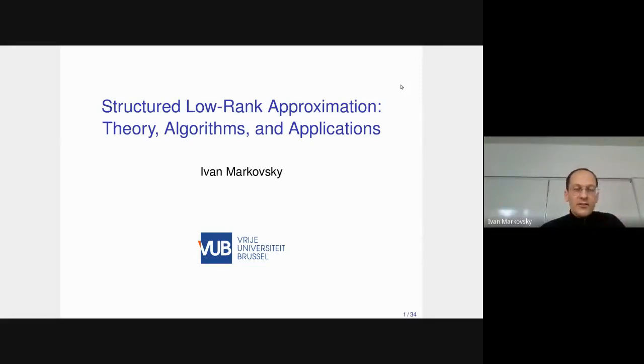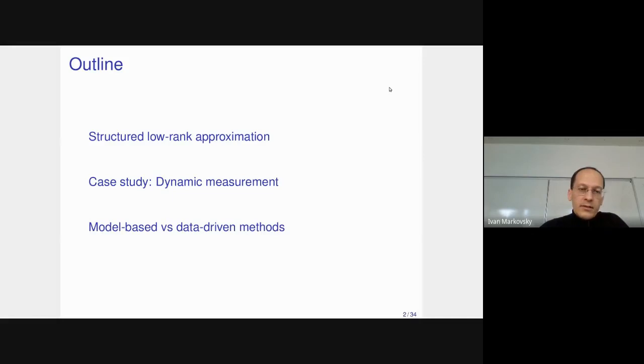Okay, thank you for the introduction. It's a pleasure to introduce my research topic. As Pedro asked me, I'll give first a general overview. So this is the core research topic I work on, structured low-rank approximation. And instead of zooming on some particular computational methods, which can be further discussed with you, I decided to show one case study, which is from metrology, the problem of dynamic measurements, and it's illustrating some of the techniques I'm using. So the first part is the general overview, the second and the third are the application.